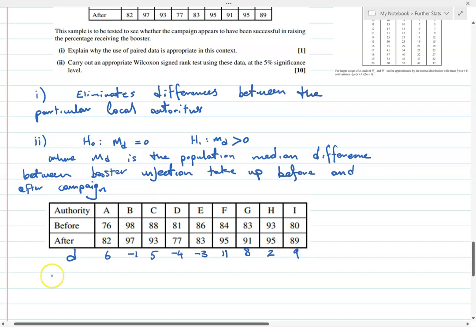So then what we do is we find the rank of differences.